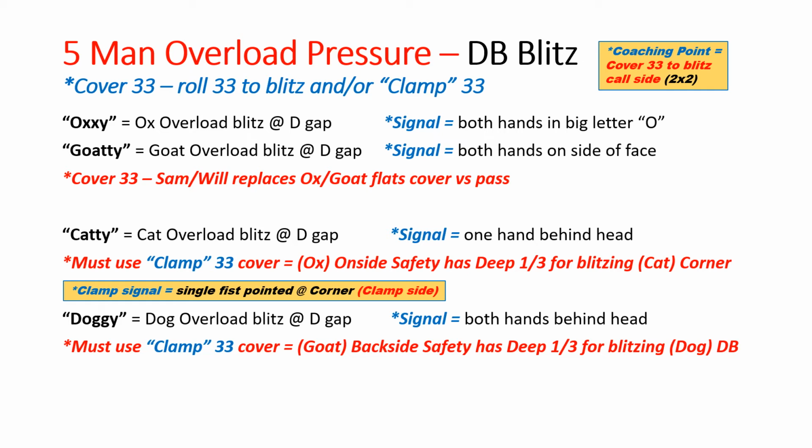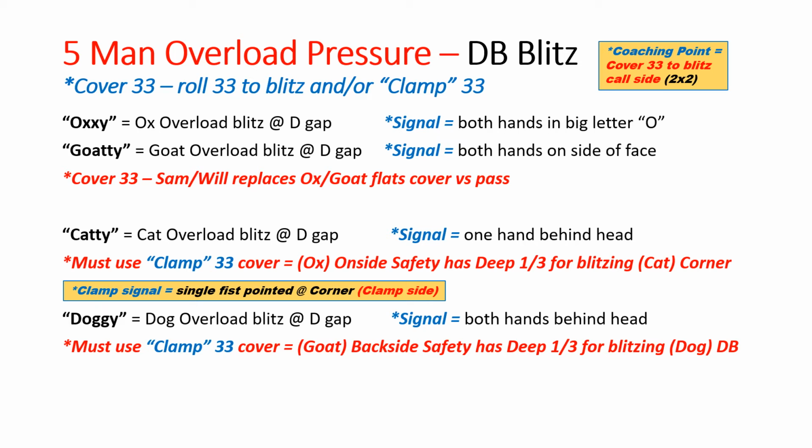5-man overload pressure with DB blitzes. What we'll do here is we use our cover 3, we call it a 33, because again we're going to go 3 under, 3 deep. When we use our corners, our cat or our dog, we automatically get to a clamp 33 coverage. So again, if there's a Y in the end, that means they're just going to their gap. So Oxy and Goaty means the ox and the goat are going to just blitz their D gap. And we're going to go cover 33 where the Sam and the Will just replaces them in the flats.